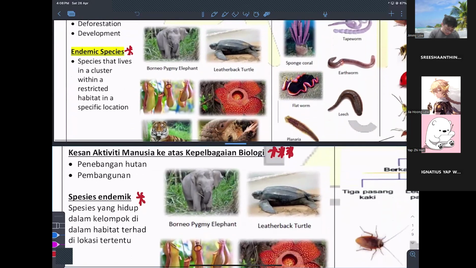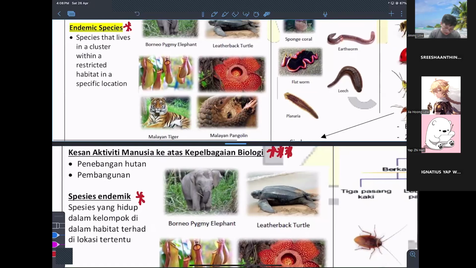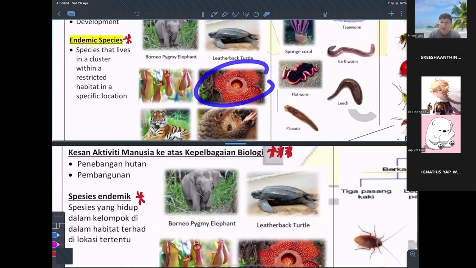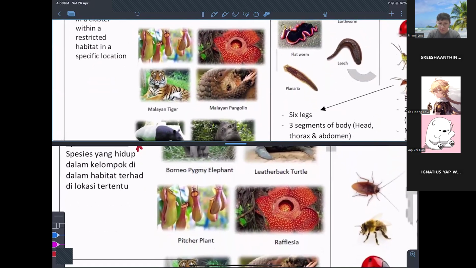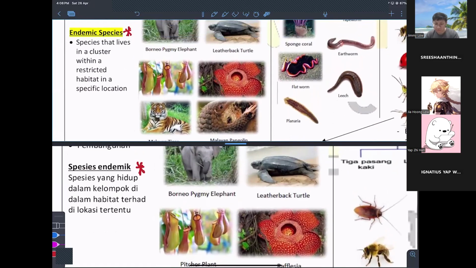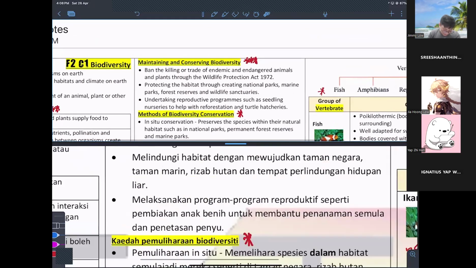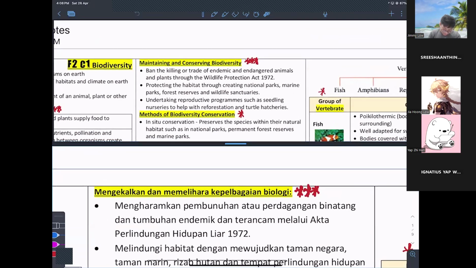So the endemic species, just have to understand what endemic species is. Endemic species means local species. For example, you have to know the Rafflesia, leatherback turtle, Malayan tiger. These are endemic species because they can only be found in Malaysia. Local species.